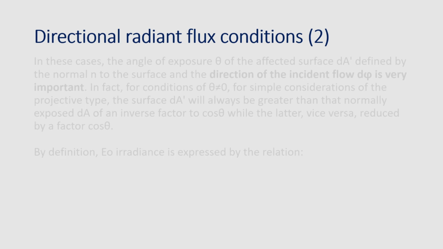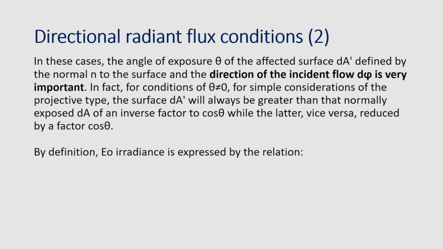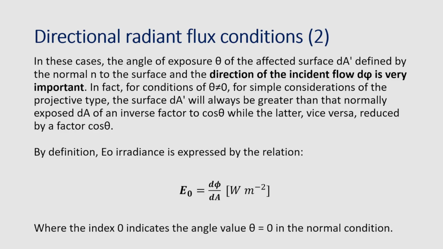Directional radiant flux conditions, 2. In these cases, the angle of exposure θ of the affected surface dA, defined by the normal n to the surface and the direction of the incident flow d, is very important. In fact, for conditions of θ not equal to 0, for simple considerations of the projective type, the surface dA will always be greater than that normally exposed dA₀ by an inverse factor to cos θ, while the latter, vice versa, is reduced by a factor cos θ.